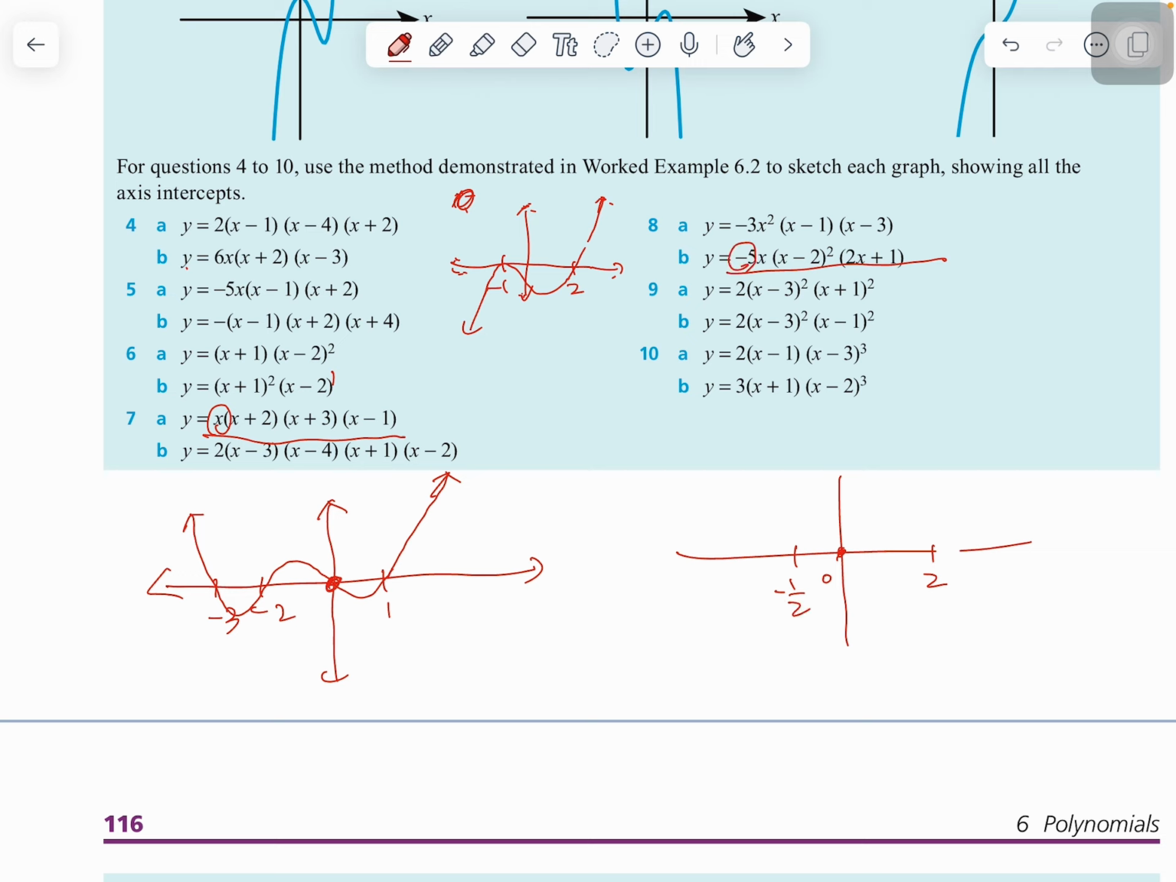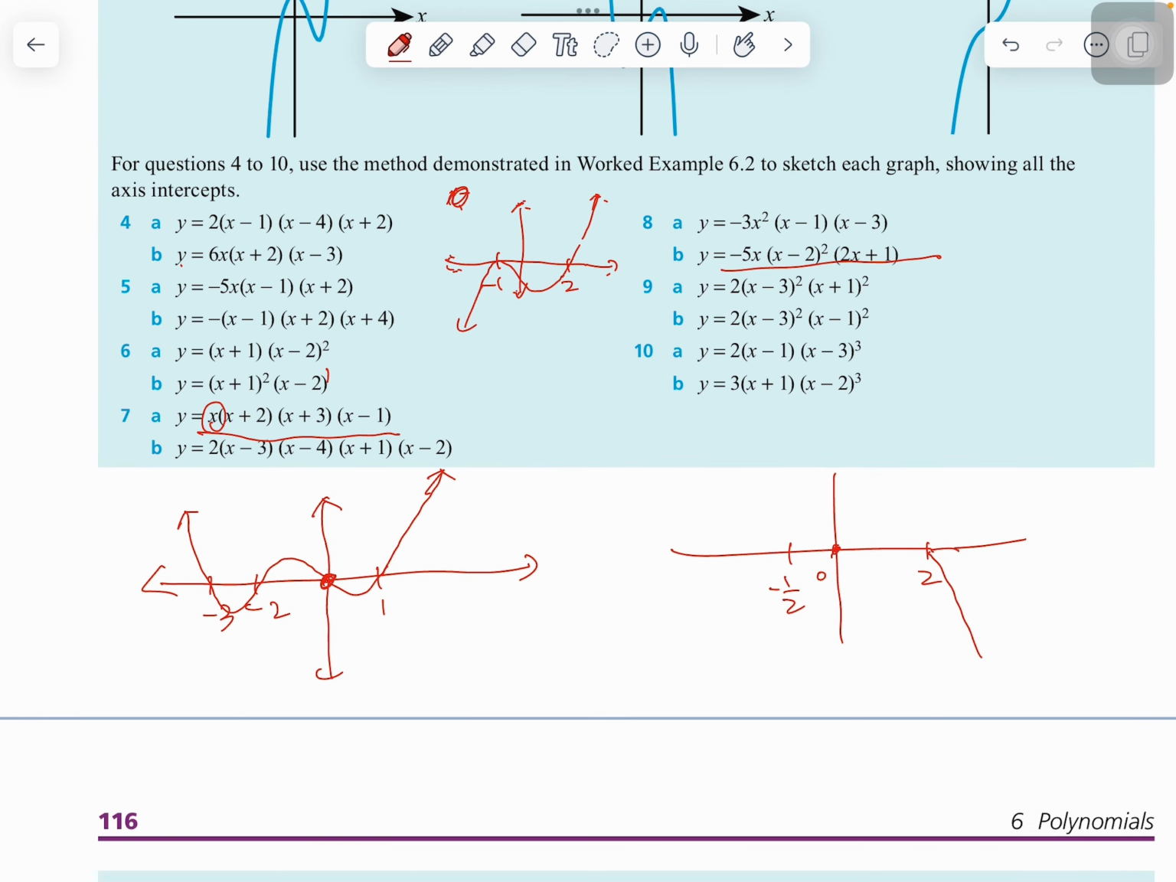And number 8: 0, 2, negative 1 over 2. The leading coefficient is negative. So we start from the lower right side. Let's go to the x-intercept. So like this. And at 2, we have multiplicity 2, so touch. And it goes to 0 smoothly, like this. This is 8B.